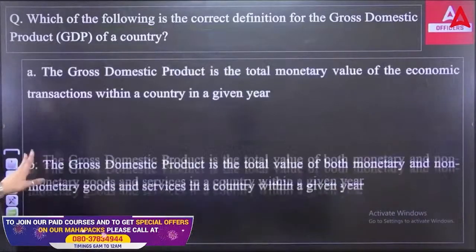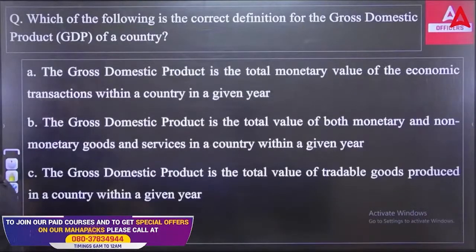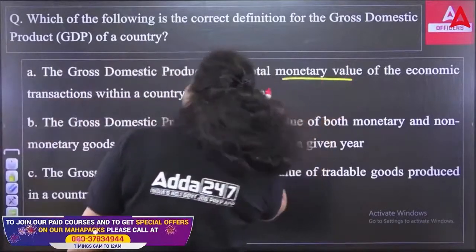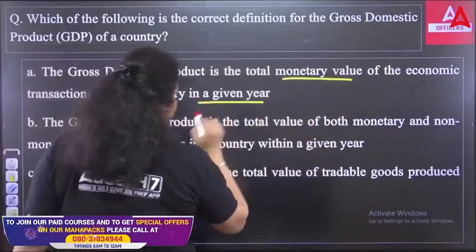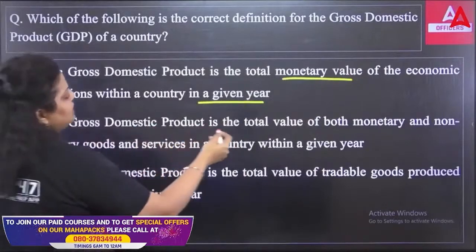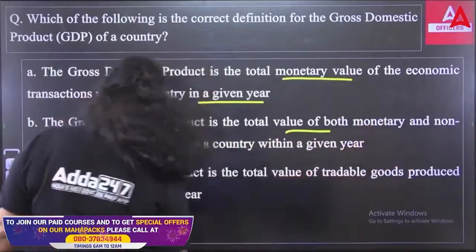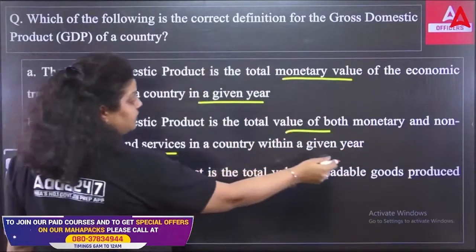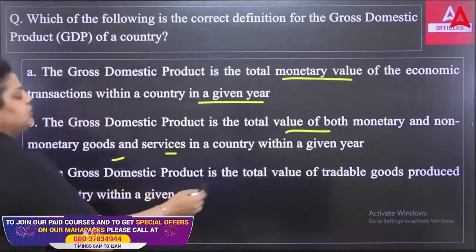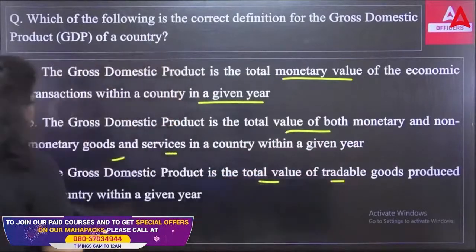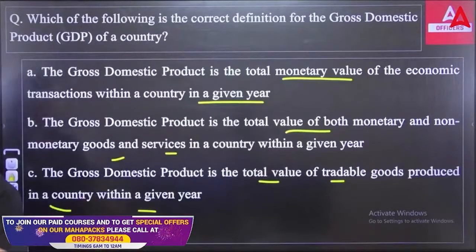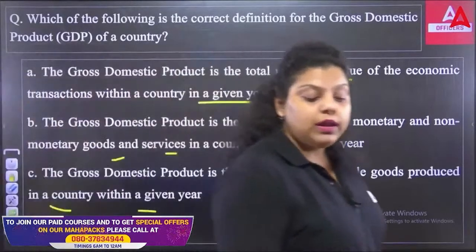So the first option is saying the gross domestic product is the total monetary value of economic transactions within a country in a given year. Okay. Second, the GDP is the total value of both monetary and non-monetary goods and services in a country within a given year. Third, the GDP is the total value of tradable goods produced in a country within a given year. Fourth, none of the above. So which of the following will be correct?